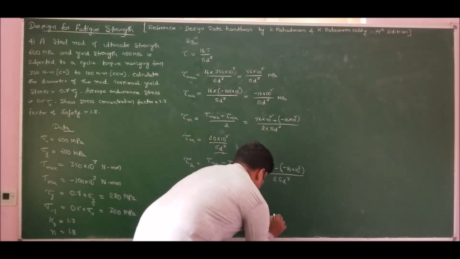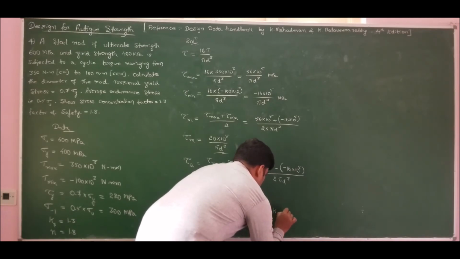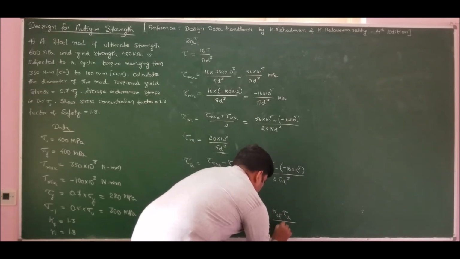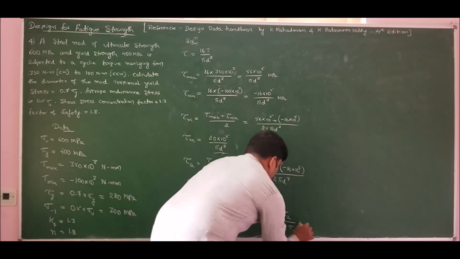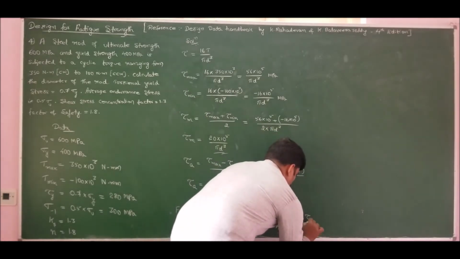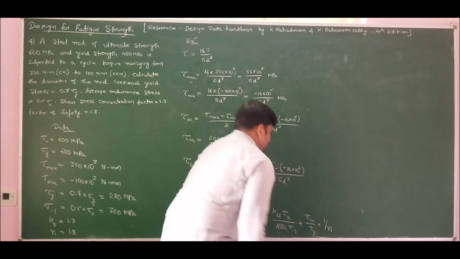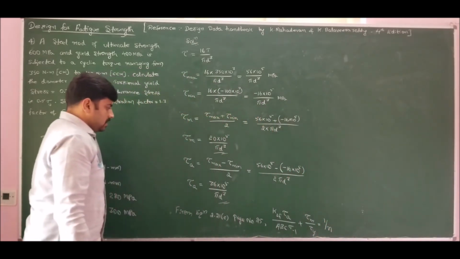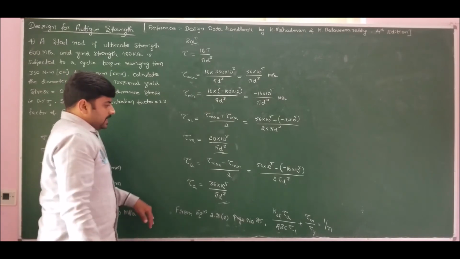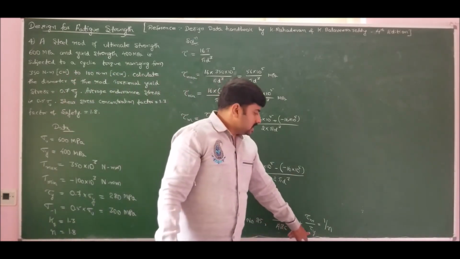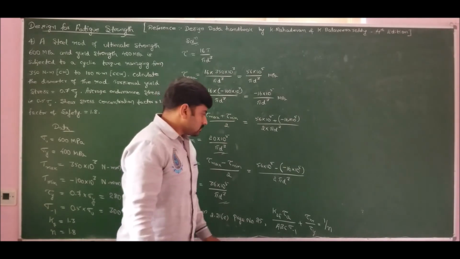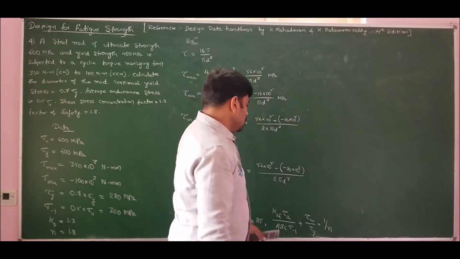We have fatigue stress concentration factor due to shear into tau amplitude divided by ABC factors into sigma endurance plus tau mean by tau yield, which is equal to 1 by factor of safety. I am using Soderberg criteria for design because I know yield stress in shear. Now substitute all the values and solve for diameter.